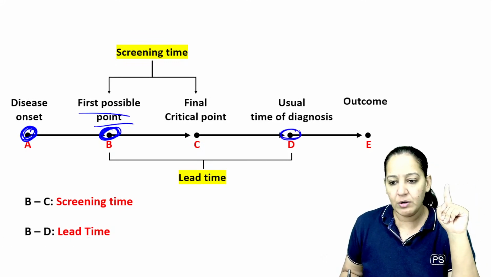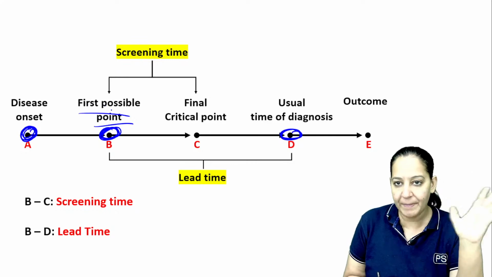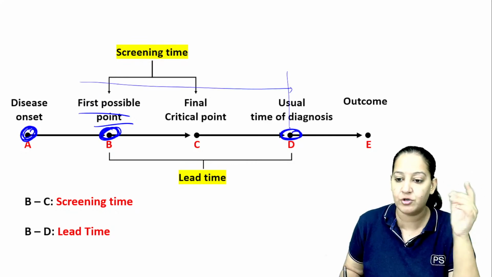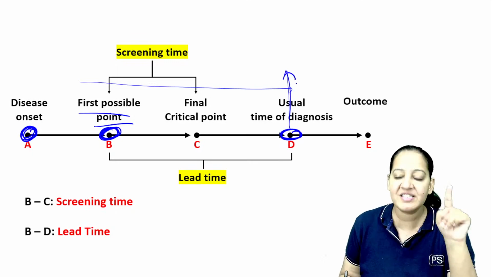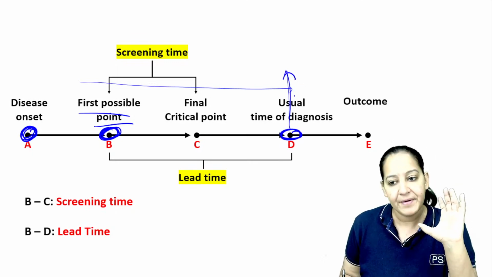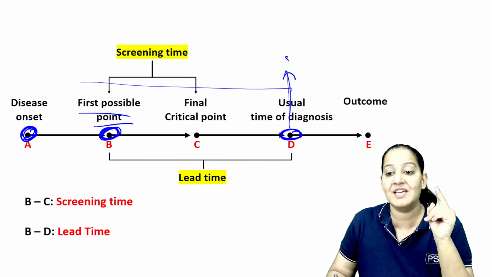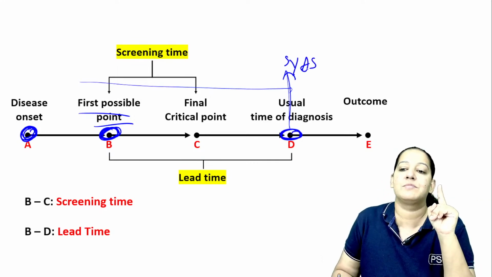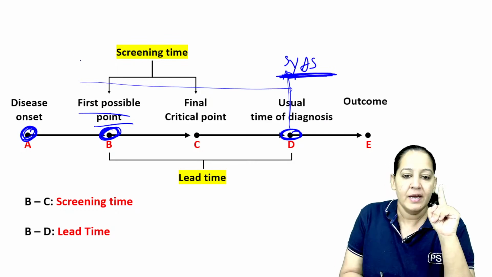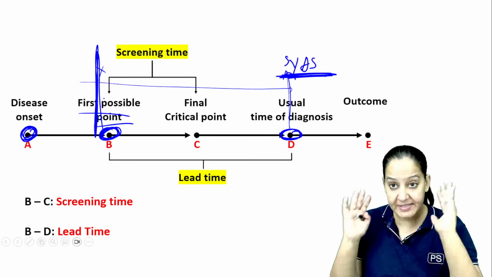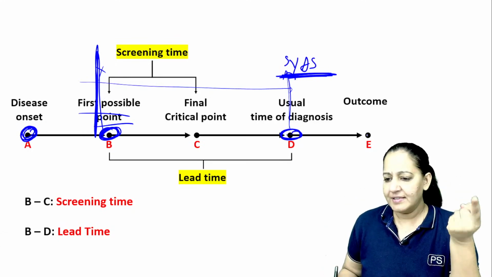Okay, this is the usual course of the diagnosis. Now it will grow, and till now the patient doesn't have symptoms. Then at this point the patient will present: doctor, I'm having something wrong in me, some problem is there, please diagnose and test. So this is the usual course. The patient will come to us. Here the signs and symptoms are present. Here there are no signs and symptoms. So this time is the lead time.